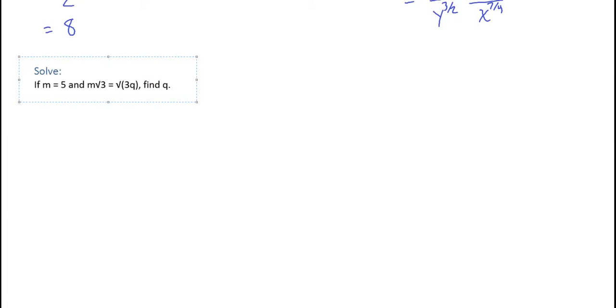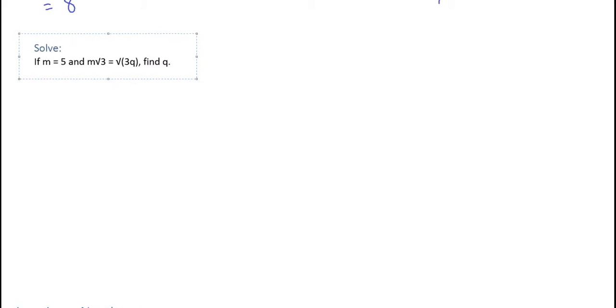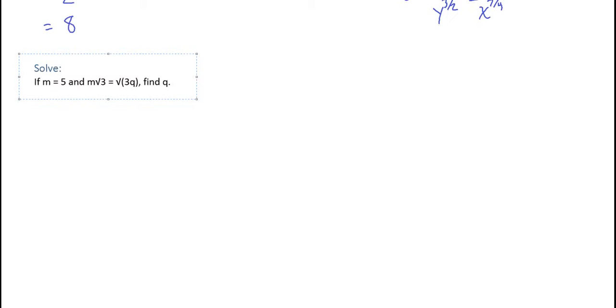So solving question. If m is equal to 5 and m times square root of 3 is equal to the square root of 3q, find q. So we know a value for m. My rule always is sub in what you know, solve for what you don't know. So let's give that a try and hopefully it'll work. So we're going to put 5 in for m. 5 times the square root of 3 is equal to the square root of 3q.